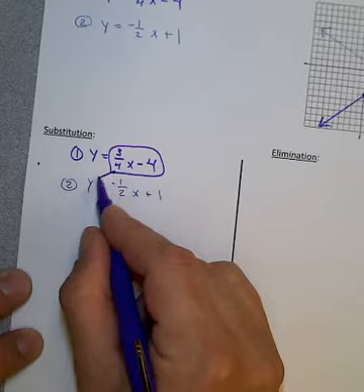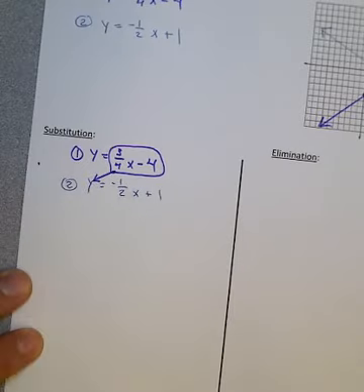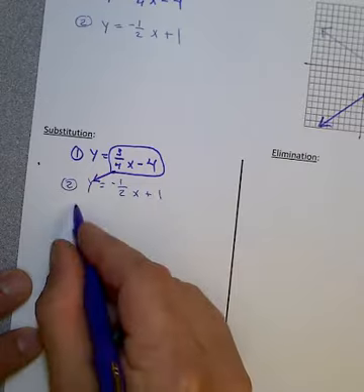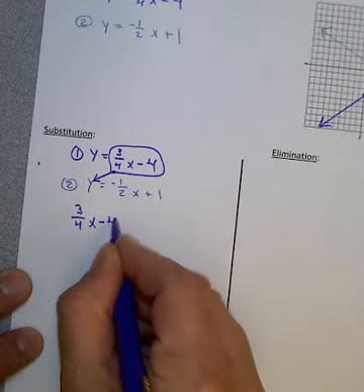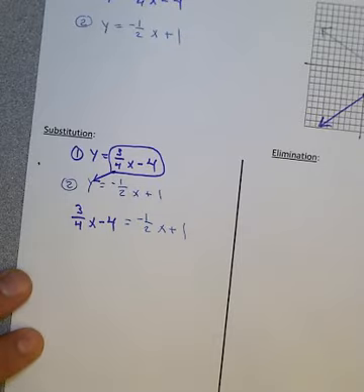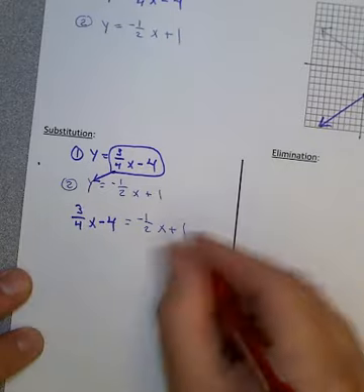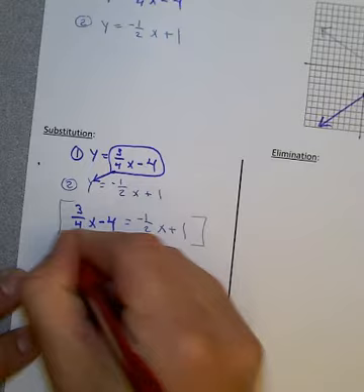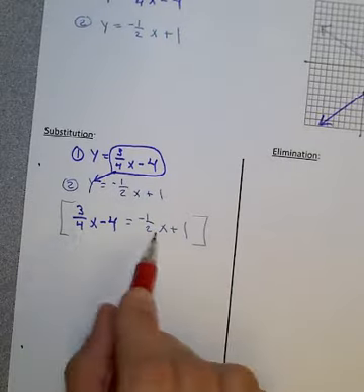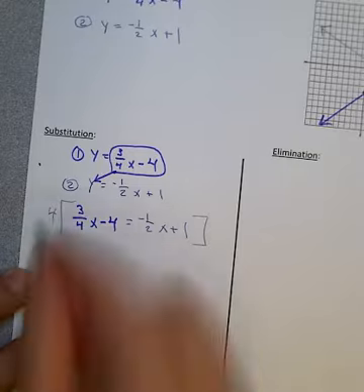into the other equation. So in equation number 2, I no longer will write y, but I will write 3/4 x minus 4 equals negative 1/2 x plus 1. Now, I could solve this equation dealing with the fractions, but I think I would rather get rid of them. So I'm going to multiply everything by what the denominators go into. 4 and 2 both go into 4. I'll multiply everything by 4.